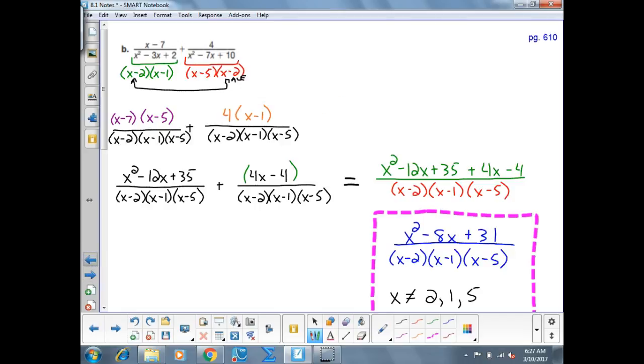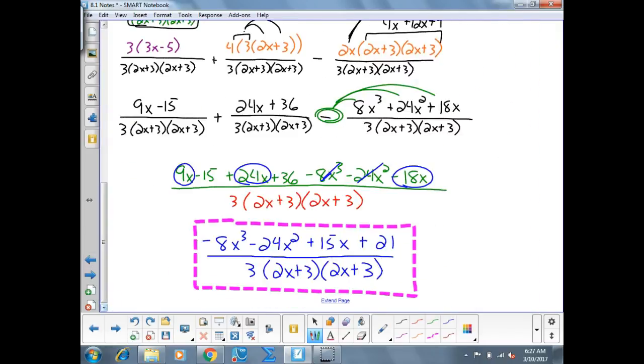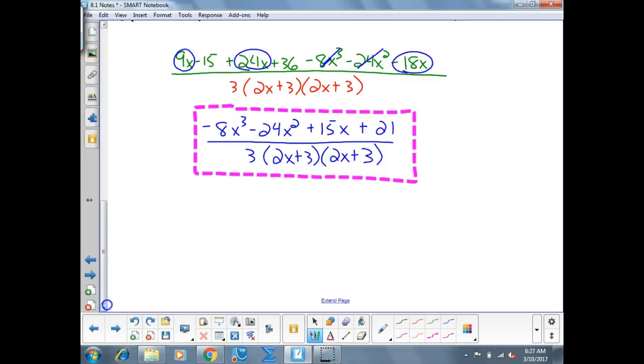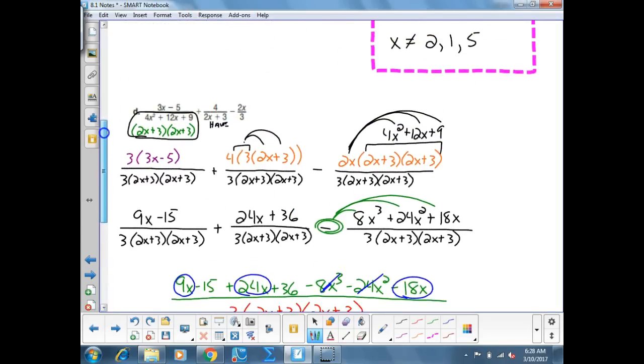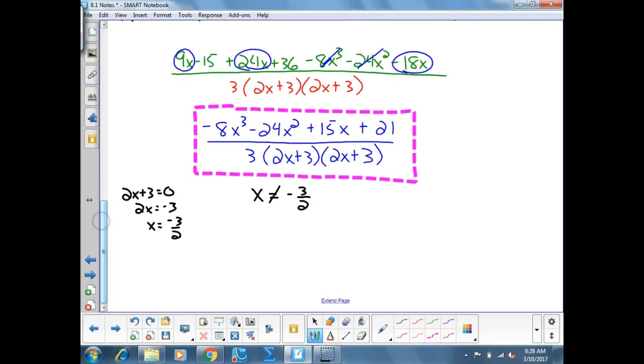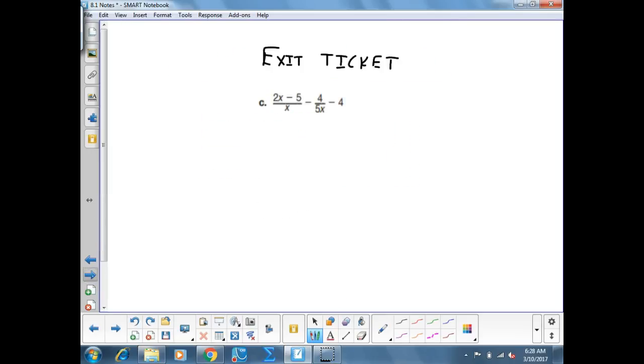Oops, while you're doing that, one thing we forgot about this last one, we forgot our restrictions, and x over here cannot equal negative 3/2, because that's where 2x plus 3 would equal 0. So 2x would equal negative 3, so x would equal negative 3/2. So there's that one, and that's my only restriction, because everything else was the same. Okay. All right. So we got to add that into there. Okay. So I want restrictions, and I want what the simplified answer is.